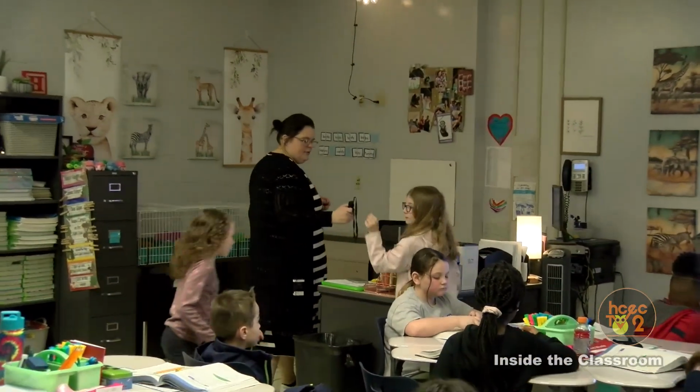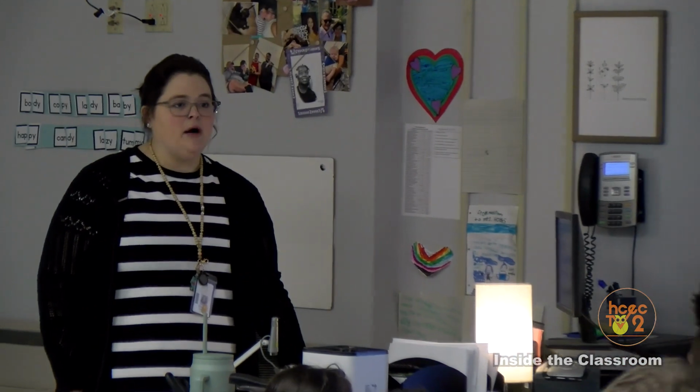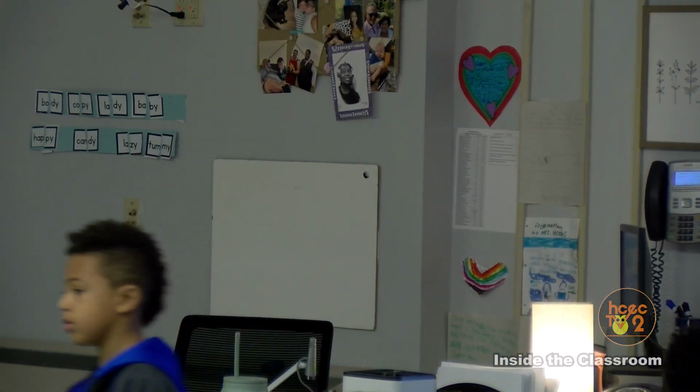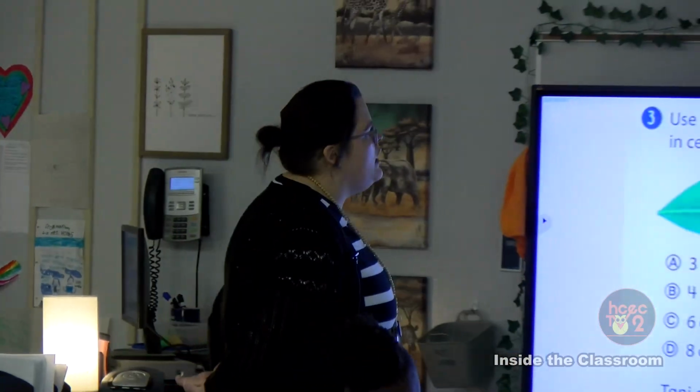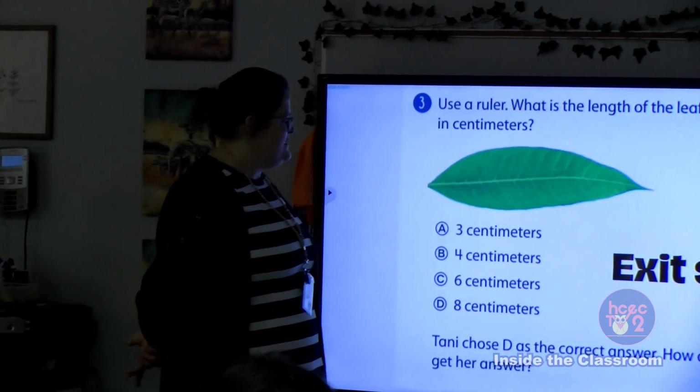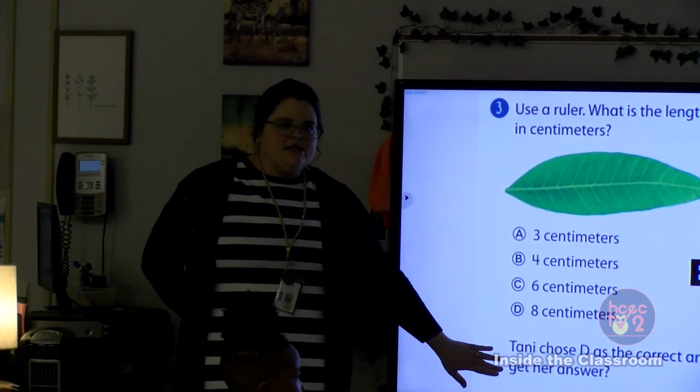Thank you, ma'am. All right, friends, to wrap up math for the day, have your eyeballs on the board because I'm going to explain this last problem, but you will be solving it on your own. And we're going to come back to it in small group math today in my group. Capiche? All right. On number 3, it says use a ruler. So you're going to be using your own ruler. You're going to measure how long the length of the leaf is in centimeters. It gives you answer choices.